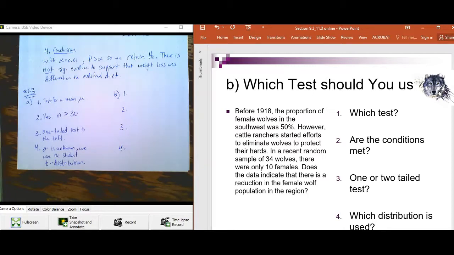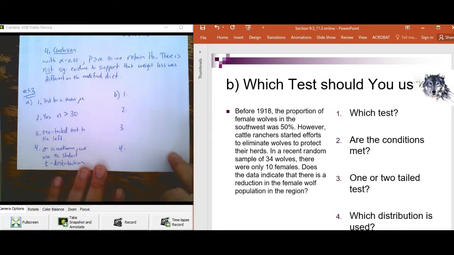It says before 1918, the proportion of female wolves in the Southwest was 50%. However, cattle ranchers started efforts to eliminate wolves to protect their herds. In a recent random sample of 34 wolves, there were only 10 females. Does the data indicate that there is a reduction in the female wolf population in the region?